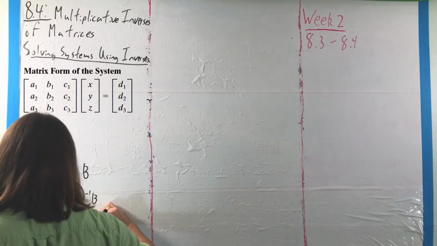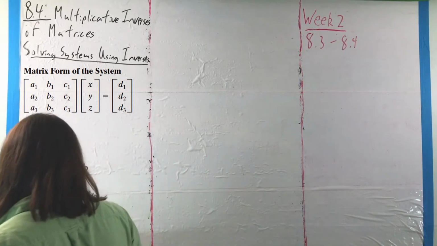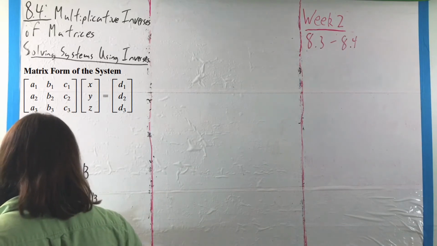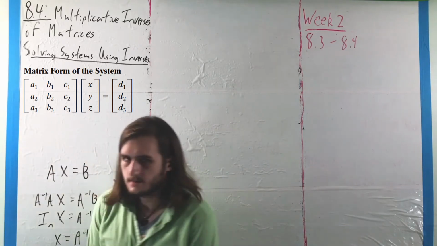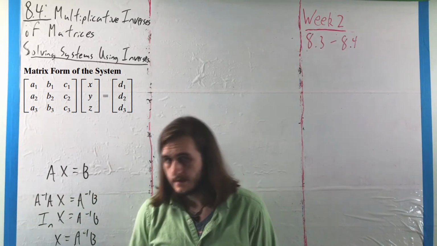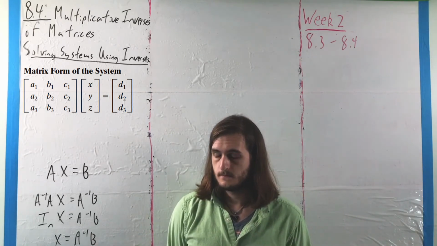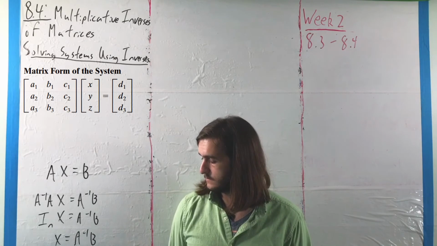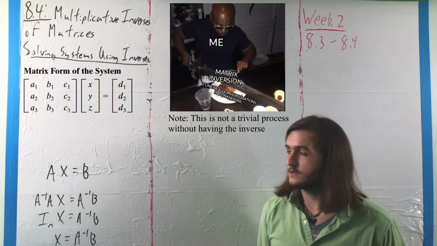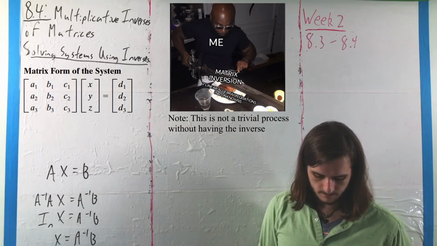Well, that's just A inverse times B. But the identity does nothing to X. So we just get X is equal to A inverse times B. So, if we ever need to find the solution to a system, and we have the inverse, we can just multiply the inverse times the constants and get our values.